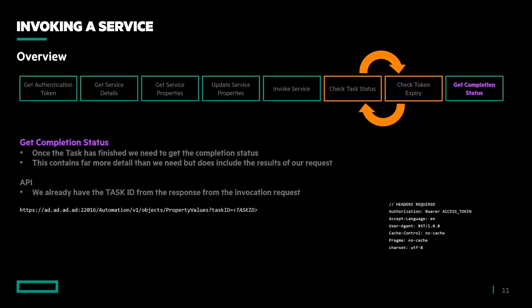We can leave our loop once the task returns as either completed or failed. At this point, we then need to obtain the final completion status for the task. This will be a large JSON object containing everything and more that we need to know about the task that was just performed. In the next video, we will look at the code required for each step.